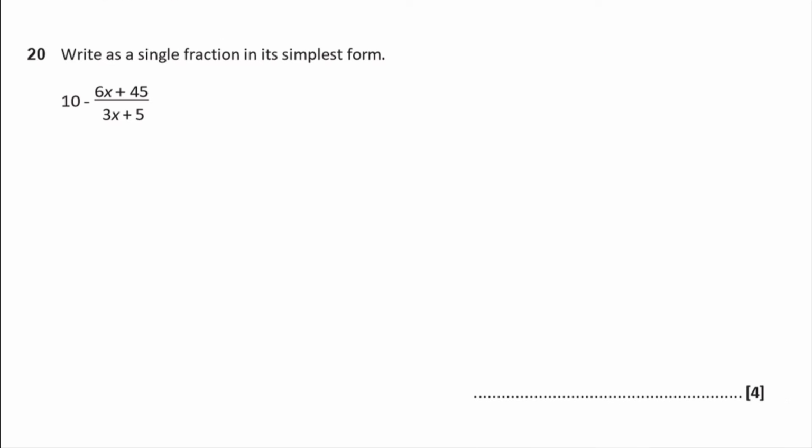Question 20: write as a single fraction in its simplest form 10 minus (6x plus 45) over (3x plus 5). When you're adding and subtracting fractions, you need to have the same denominator, don't you? So how can I turn 10 into a fraction over 3x plus 5? Well, I can just write 10 lots of 3x plus 5 over 3x plus 5, can't I? Obviously those two things would cancel leaving you 10, but I don't want to cancel it because I want to combine it with this other thing that's next to it.